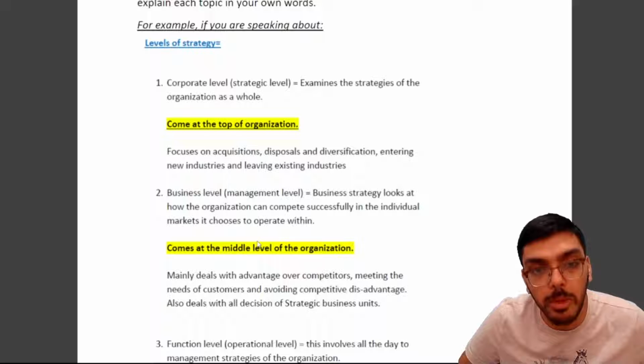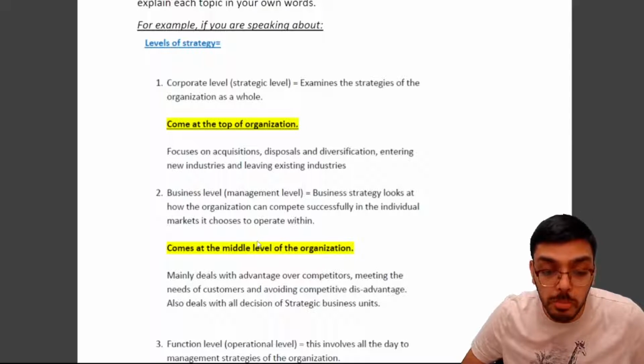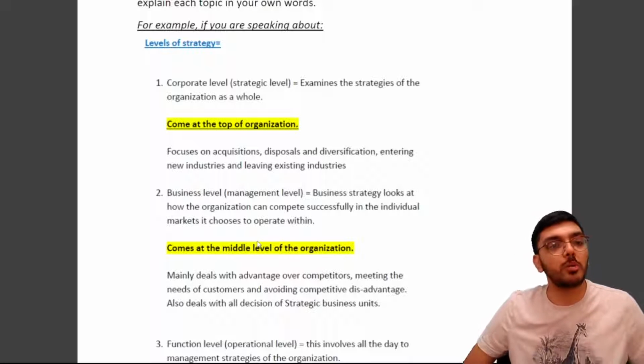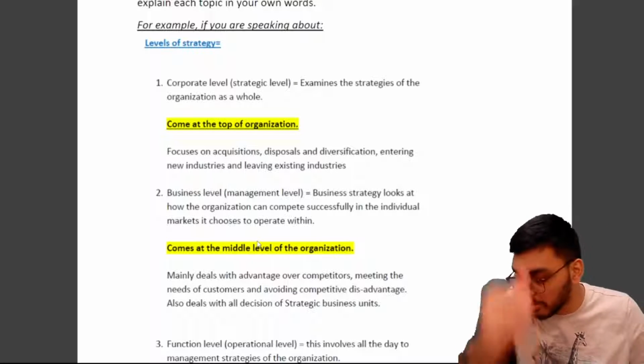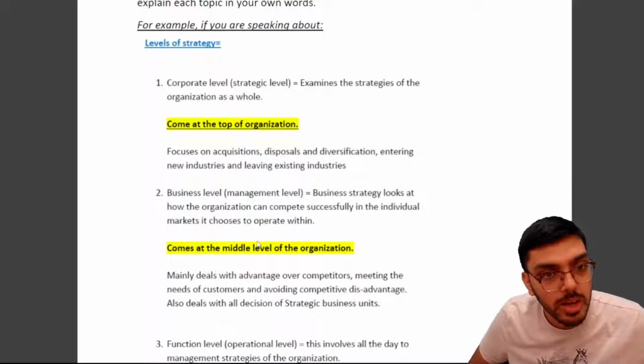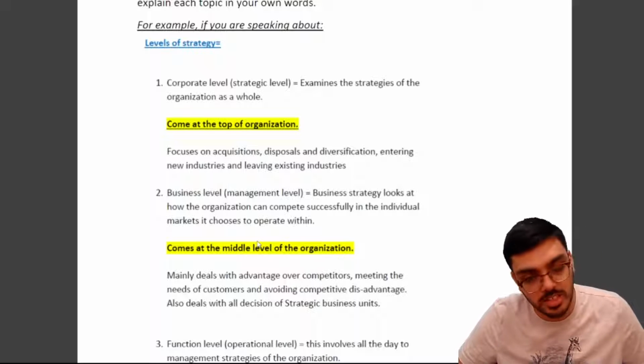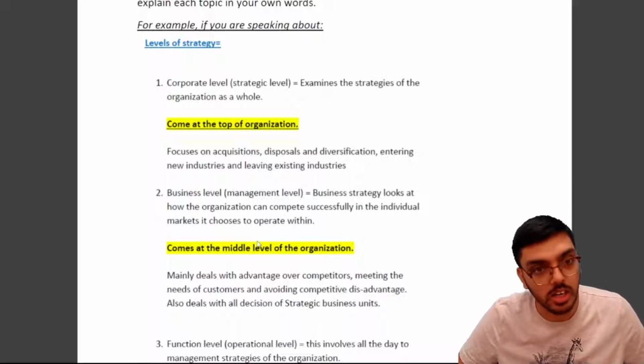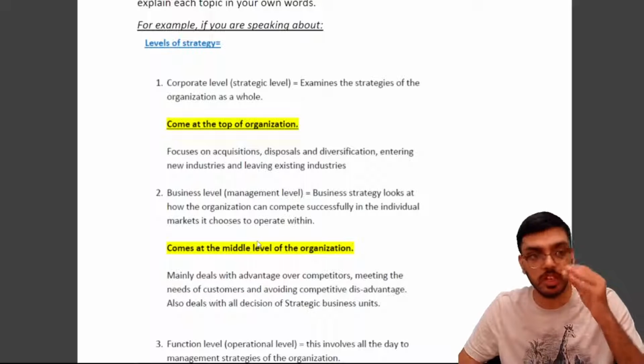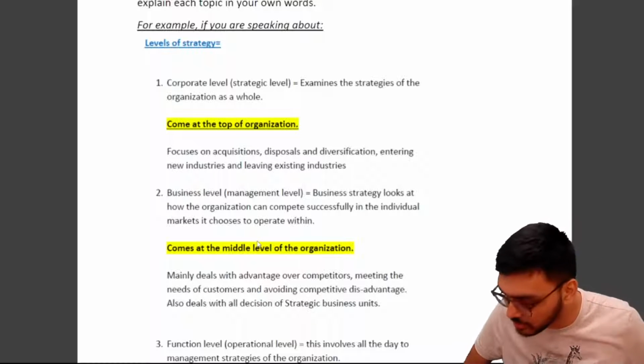It's all about your own words. It's all about your own perspective. So what we recommend is, let's see this topic here. This topic here is about the corporate level, business level, and the functional level in strategy terms in an organization.